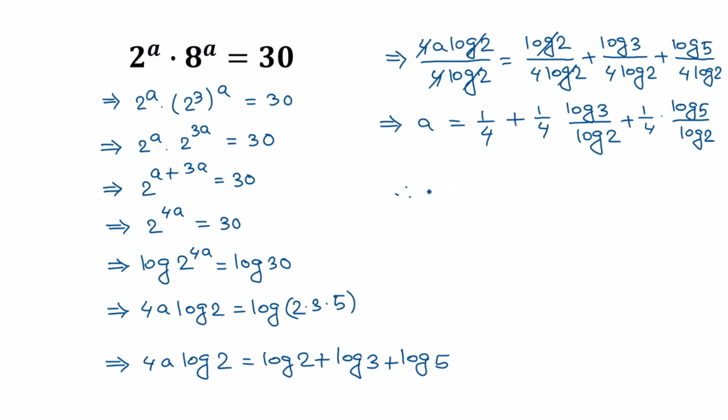And we will get the value of a is equal to 1 over 4 plus 1 over 4 times log of 3 divided by log of 2, we can write this as log base 2 of 3, plus 1 over 4 times log of 5 divided by log of 2, we can write this as log base 2 of 5. And this is the solution of our given equation.